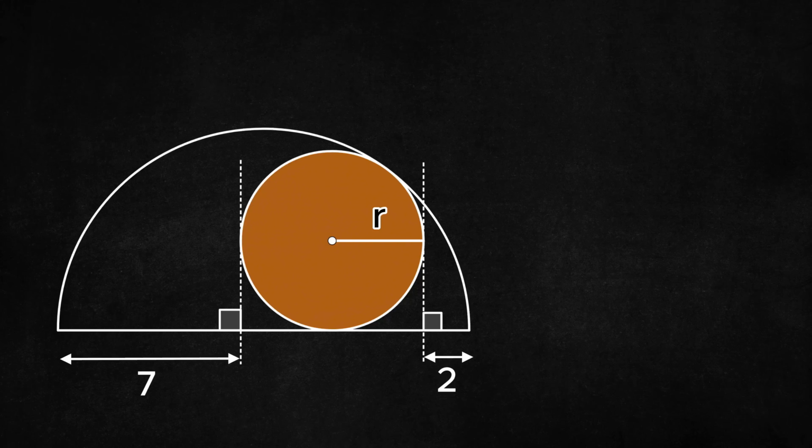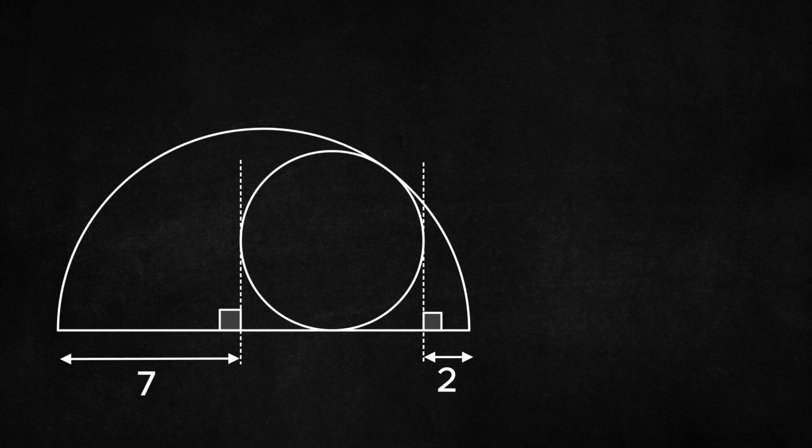When I first saw this problem, I didn't expect it to be tricky, but to my surprise, it took me a while to figure it out. So, we have a circle inside a semicircle, and two distances are given. Can you determine the radius length of the circle? Without any delay, let's crack this problem open.